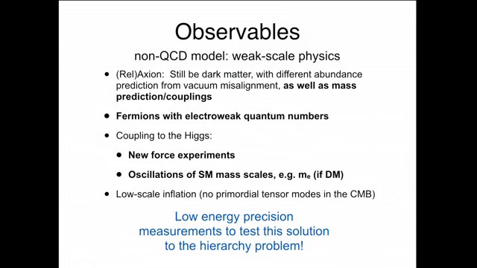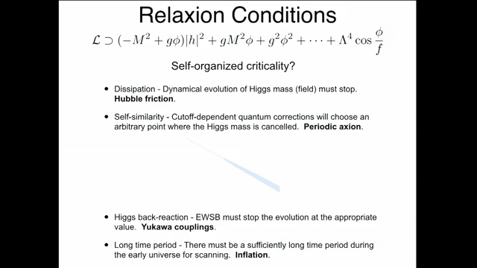Okay. For the case of the non-QCD model, most of the phenomenology more or less carries over. There will still be new force experiments and oscillations in standard model mass scales, and the inflation story more or less goes through. But very importantly, we do predict the existence of fermions with electroweak quantum numbers, right? We said that due to radiative naturalness, they can't be much above a few hundred GeV. So at the LHC, you could go and look for electroweak particles that are strongly coupled under some other gauge group. That is quite essential for this story to work.